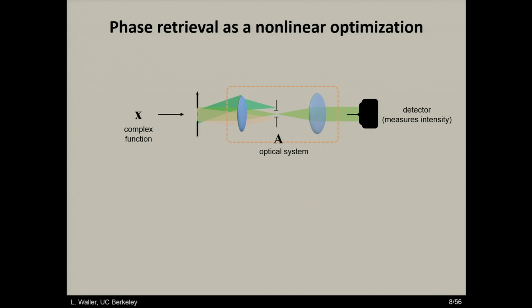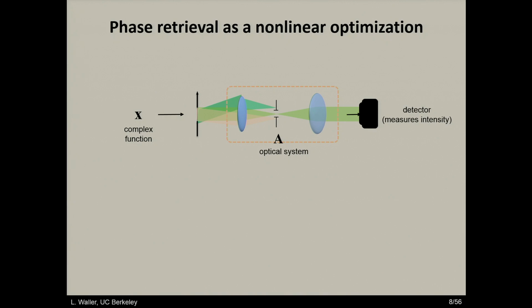Okay, so I want to talk about this phase retrieval problem. This is the crux of everything I'm going to talk about today. The idea is that I have some x, which is a complex function. Say it's a 2D complex vector representing the amplitude and phase at every point in my 2D image, and I'm trying to solve for this. The physical optical system can always be written as a linear transform operator on that x.